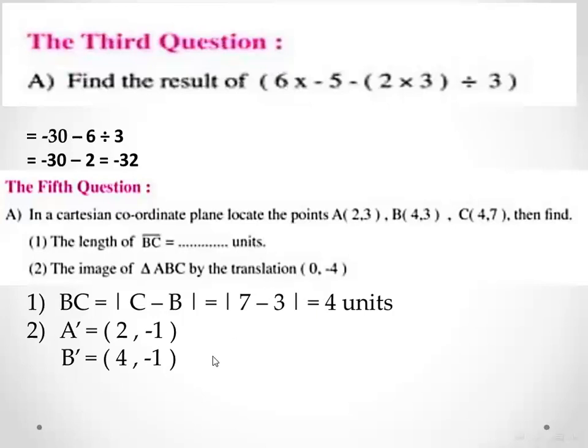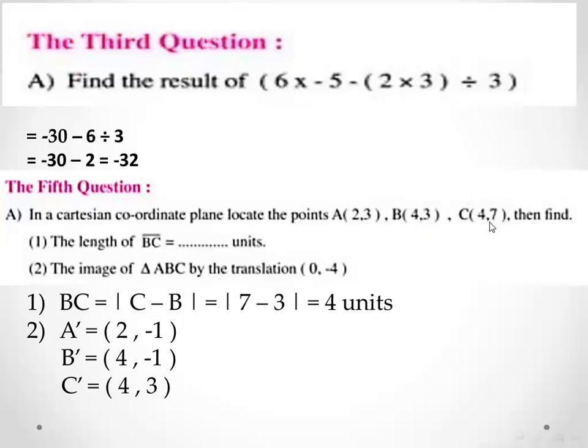This one is wrong, girls, sorry. 7 minus 4 equals 3. It's not wrong, sorry. Again, A is 2 and 3. Its image by translation 0 and negative 4. Keep x as it is. 2, 3 minus 4 equals negative 1. B, keep x as it is. 4, 3 minus 4 equals negative 1.